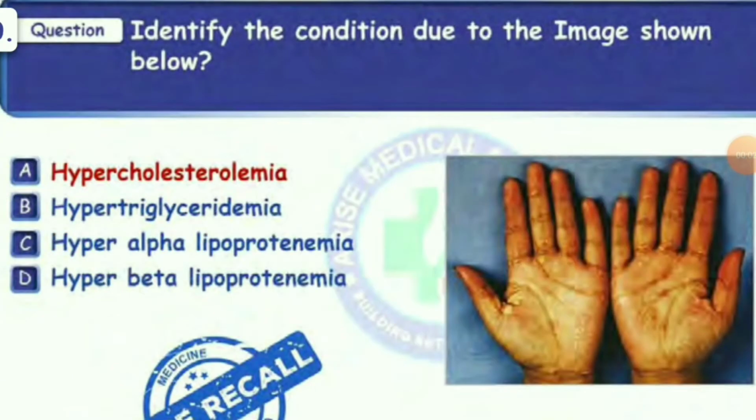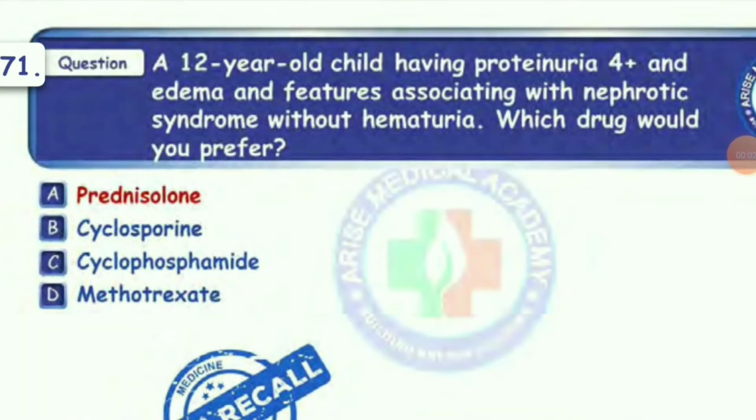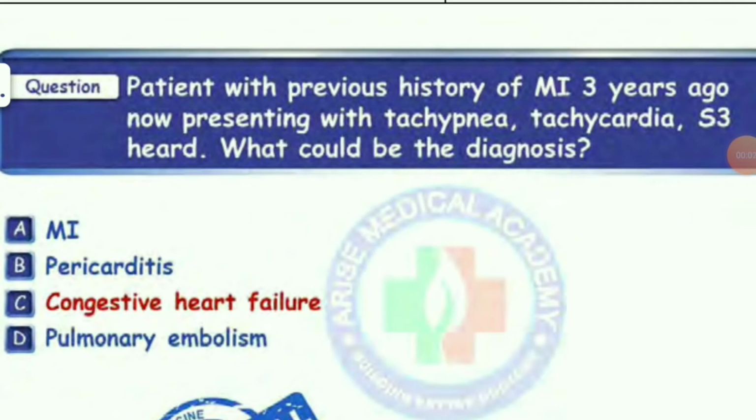Next question, identify the condition due to the image shown below. The answer is hypercholesterolemia. Next question, a 12-year-old child having proteinuria 4+ and edema and features associated with nephrotic syndrome without hematuria. What drug would you prefer? The answer is prednisolone. Next question, a patient with previous history of MI 3 years ago now presenting with tachypnea, tachycardia, S3 heart sound. What could be the diagnosis? The answer is congestive heart failure.